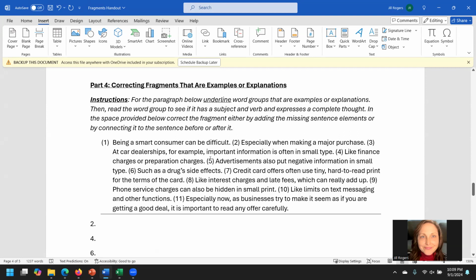Okay, how do you do that? You need to make sure you fix it by adding missing sentence elements, such as a subject or a verb, or just combining it with the sentence before or after it. Okay, let's take a look.